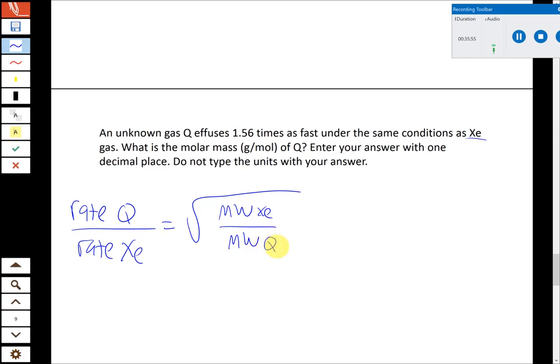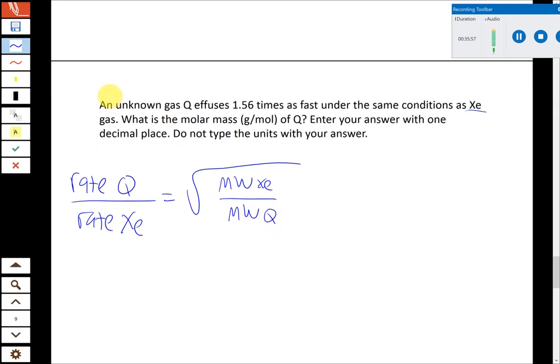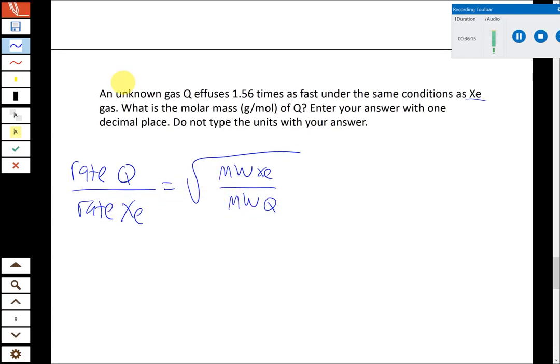Okay, so if we're dealing with rates, which is related to how fast the gases are moving, again, they're inversely related to molar mass. So this is the form of the equation we're going to use. If the rate of Q is in the numerator, the molar mass of Q is in the denominator of the square root, and likewise vice versa for xenon. So now we can start putting in numbers.